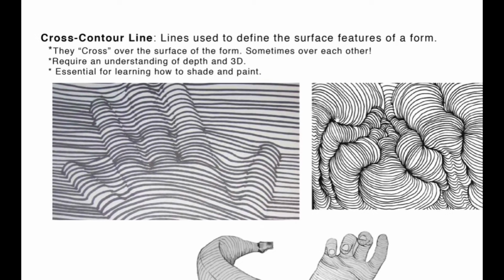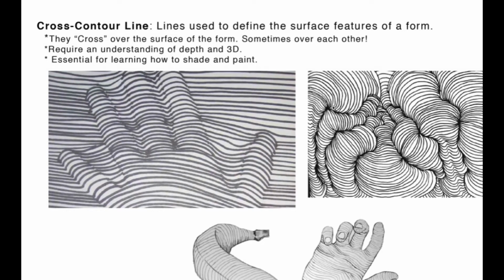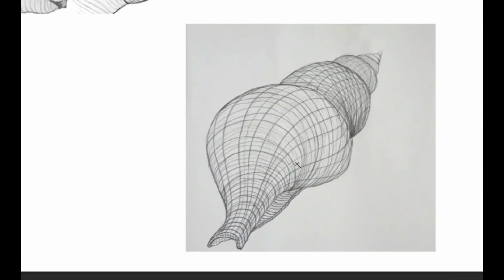All right, let's have a little more fun. There are what are called cross-contour lines. If a contour line defines the overall outside form or the defined surface planes of an object, cross-contour lines are used to define the surface features of a form, much like a topographical map. They're called cross-contours for a couple of reasons. They may cross over the surface of that plane. They may also cross over each other, similar to a grid.